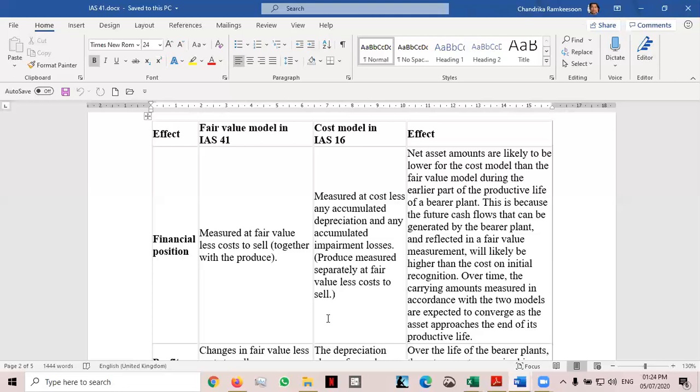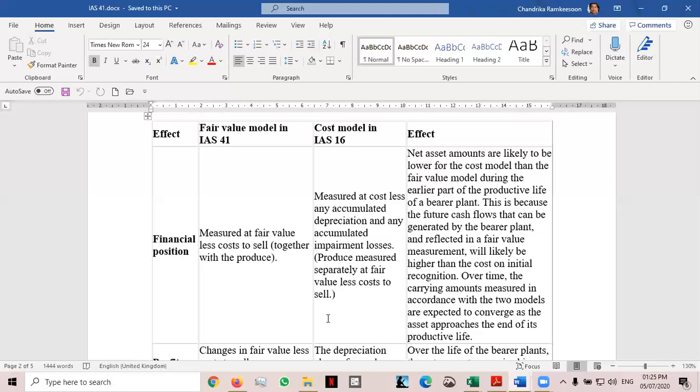So net asset amounts are likely to be lower for the cost model than the fair value model during the earlier part of the productive life of a bearer plant. Because in the earlier part, the plant has more potential. This is because the future cash flows that can be generated by the bearer plant and reflected in our fair value measurement will likely be higher than the cost on initial recognition. As I said, in its earlier life, it has a lot more potential.